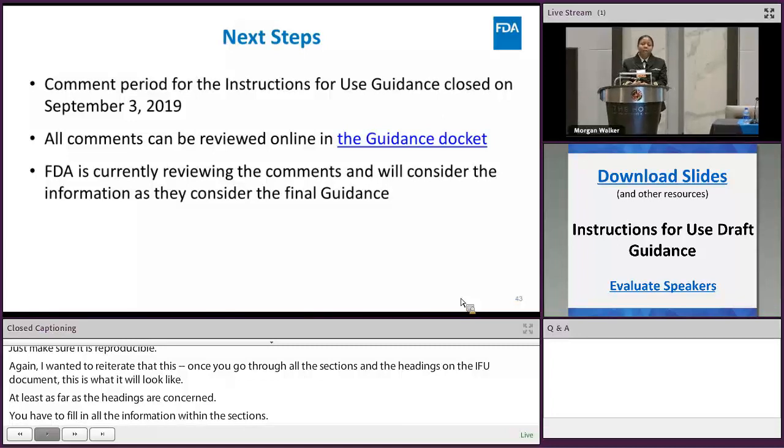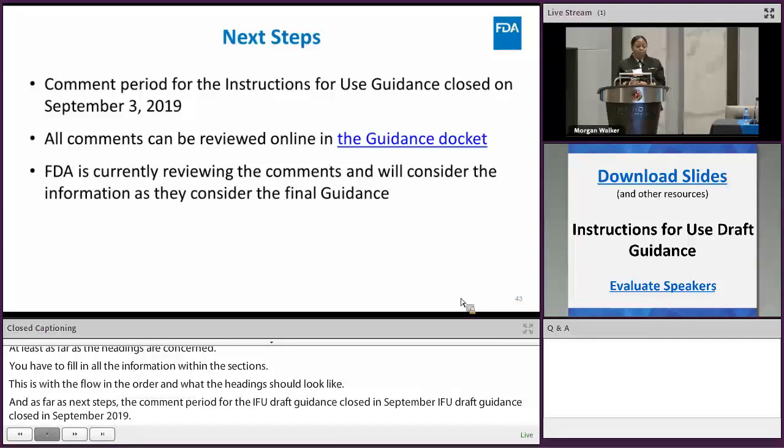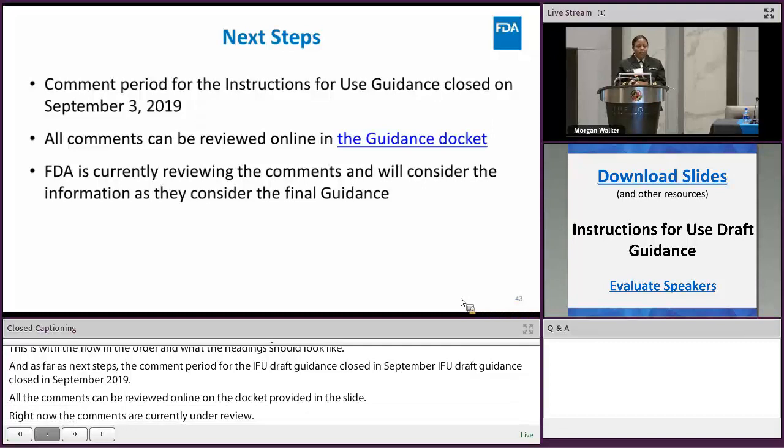And as far as next steps with the draft guidance, the comment period for the IFU draft guidance closed back in September of 2019. All of the comments can be reviewed on the docket provided in this slide with this hyperlink. Right now, the comments are under review, and all of the comments that were placed on the docket are being taken under consideration to move forward to a final guidance.